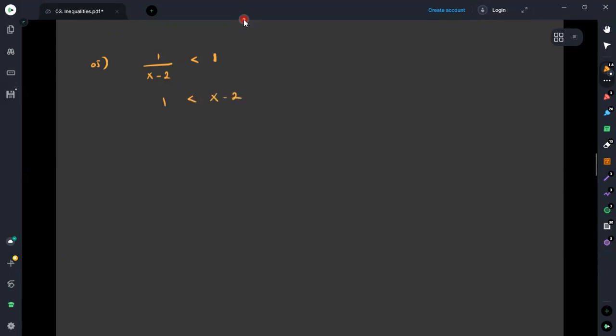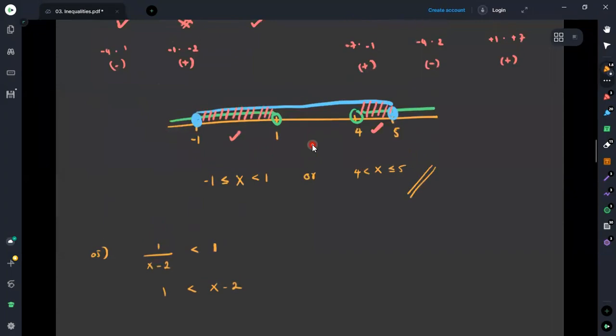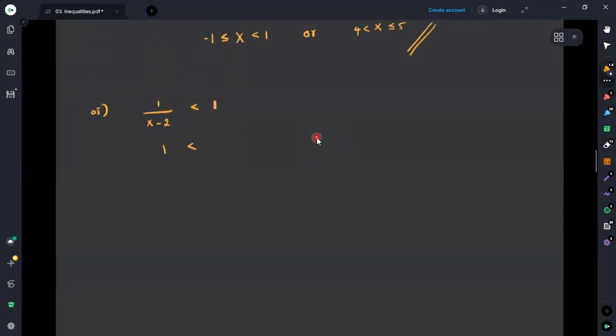Now we can take the values. I will take all the values to the left hand side. It is x minus 2 minus 1 less than 0. But rather than taking the cross multiplication, this other way is better.